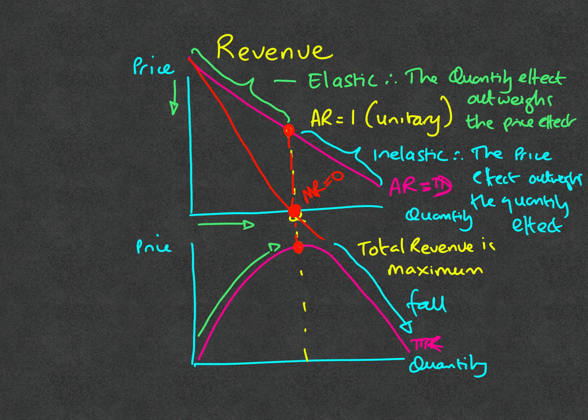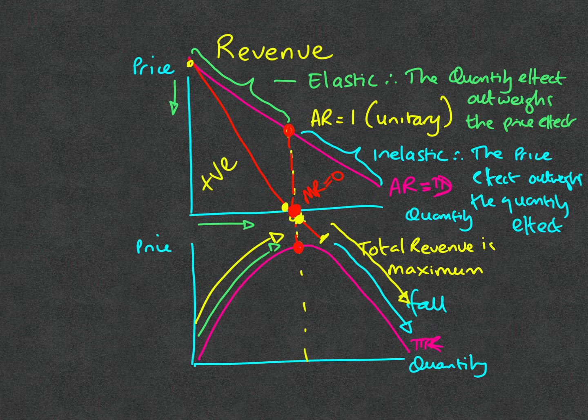For example, when marginal revenue is positive, meaning that it's above the x-axis, so the position from here to here, you notice total revenue is increasing all that time. So that's another rule. When marginal revenue is positive, total revenue is increasing. However, when marginal revenue is negative, so the region between here and here, total revenue is falling.